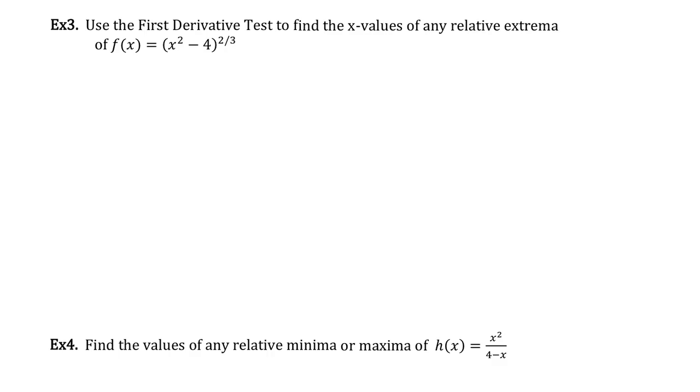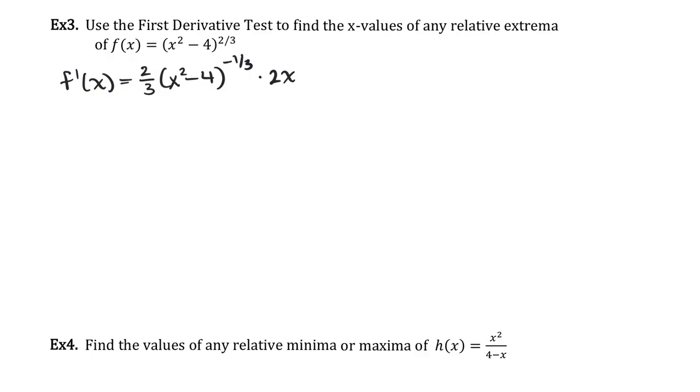Okay, those were kind of the level 1 questions. Let's skip to the harder level questions. So same, use the first derivative test to find the x values of any relative extrema. So I'm going to find the critical numbers and then determine which ones are relative maximums or minimums. I need the derivative first. Okay, so I'm going to bring down the 2/3. I'm going to lower this to negative 1/3 and then chain rule times 2x.